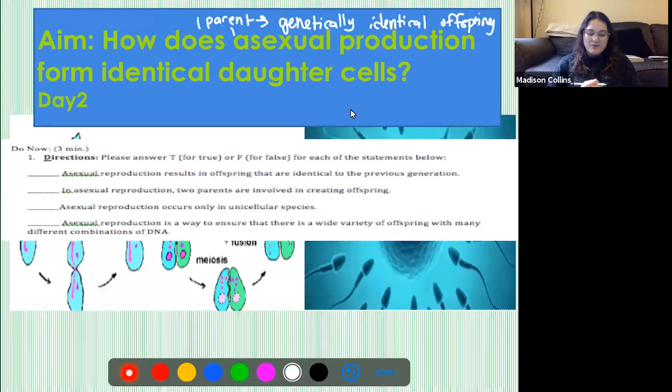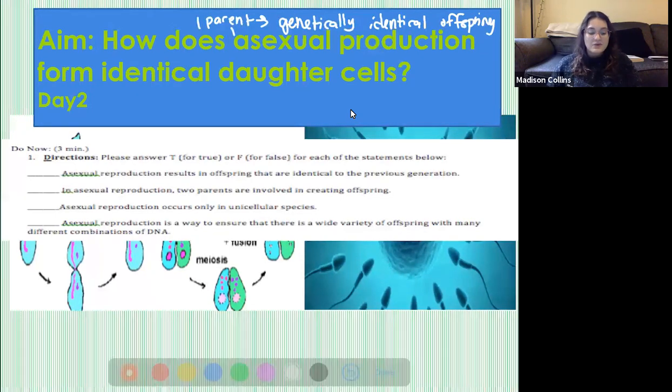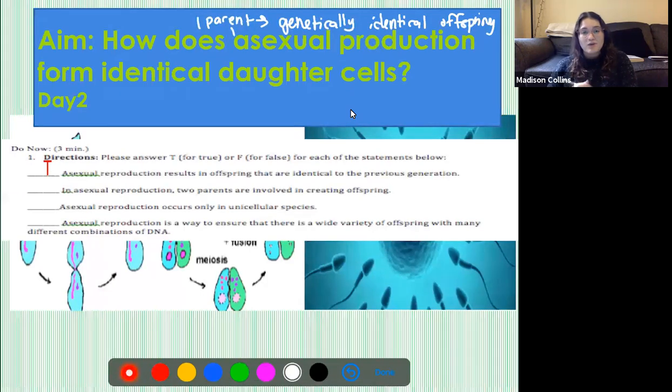All right, number 1, asexual reproduction results in offspring that are identical to the previous generation. This is going to be true because there's only one parent. The offspring are going to be identical to that parent that created them. There's going to be 2 genetically identical offspring. Okay, number 2, in asexual reproduction, 2 parents are involved in creating offspring. This is going to be false. There's only one parent involved with asexual reproduction.